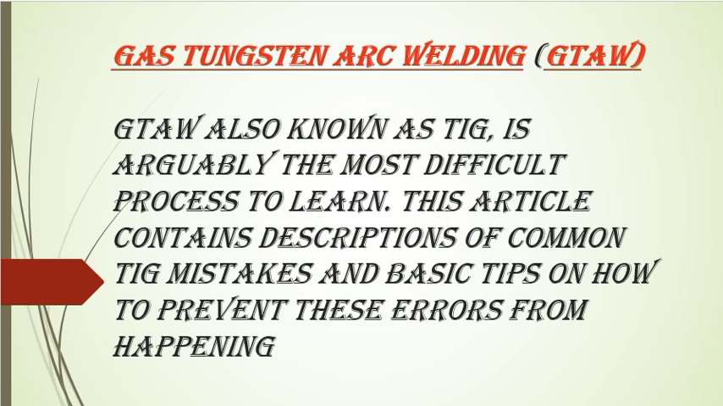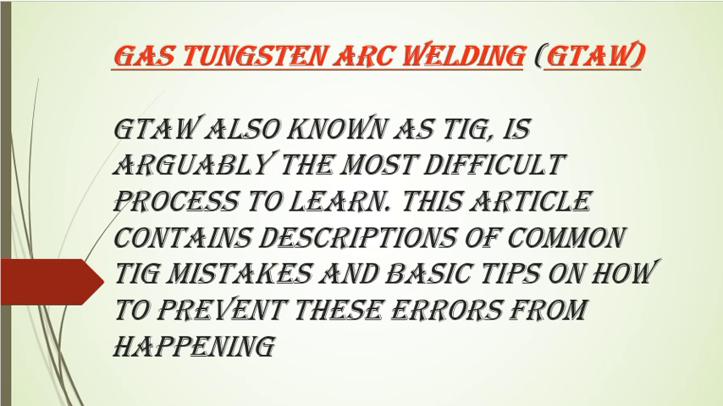So, gas tungsten arc welding, called GTAW, is also known as TIG, tungsten inert gas welding. That inert gas may be argon or helium. GTAW, also known as TIG welding, is arguably the most difficult process to learn.